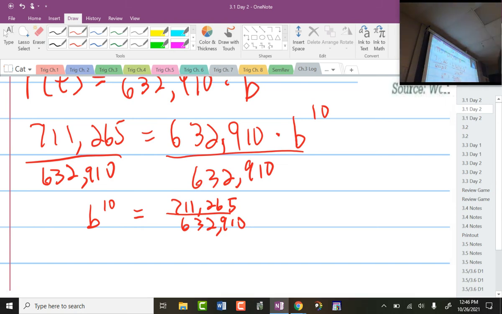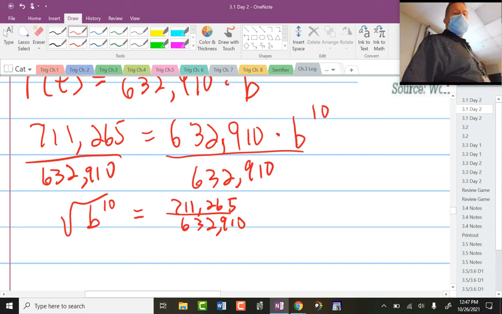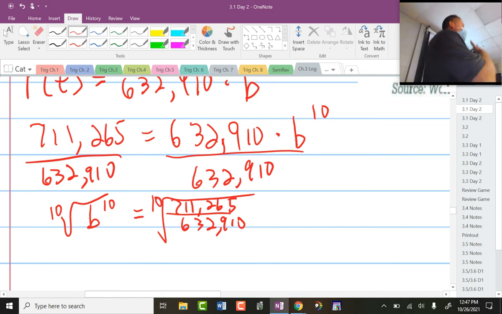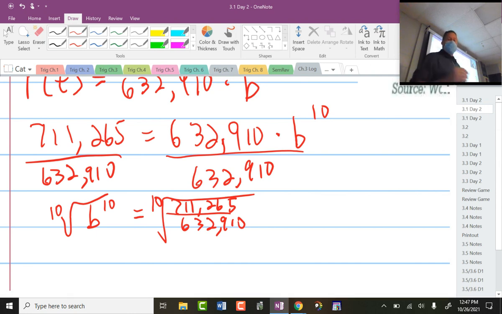Okay, what's the opposite of b squared? Square rooting. So what's the opposite of b to the 10th? 10th rooting is the way to say it. And then I guess I should show you where that's at on your calculator. Or if you know anything about fractional exponents, you could raise that to the 1/10th power. That's actually true.